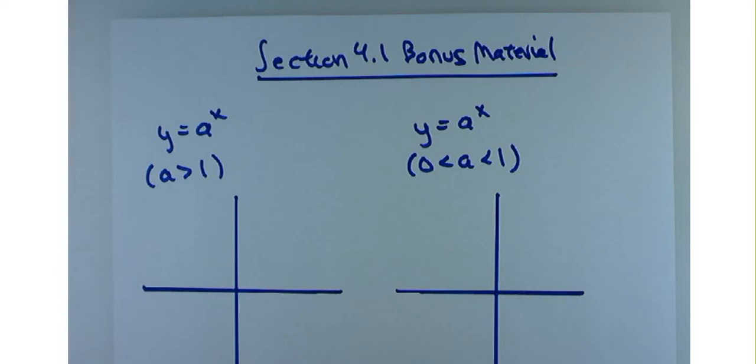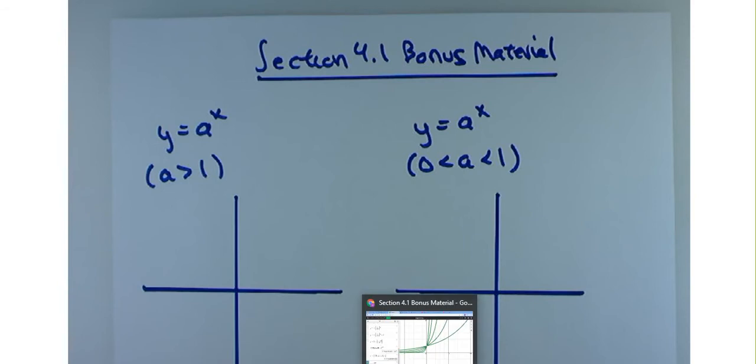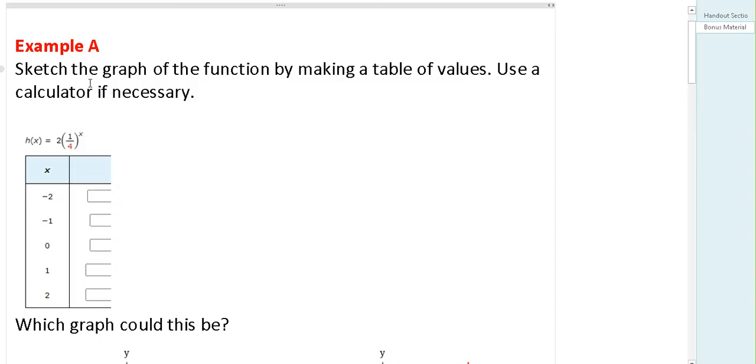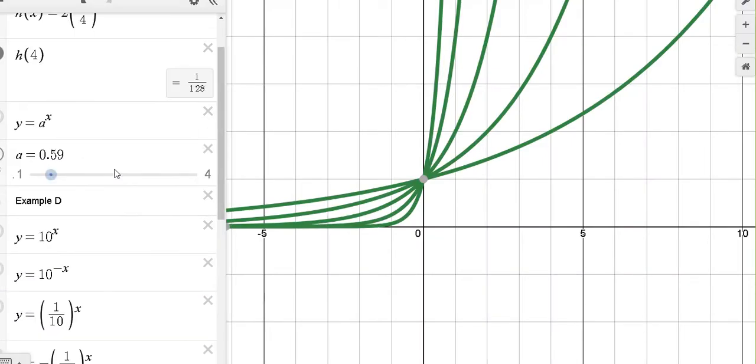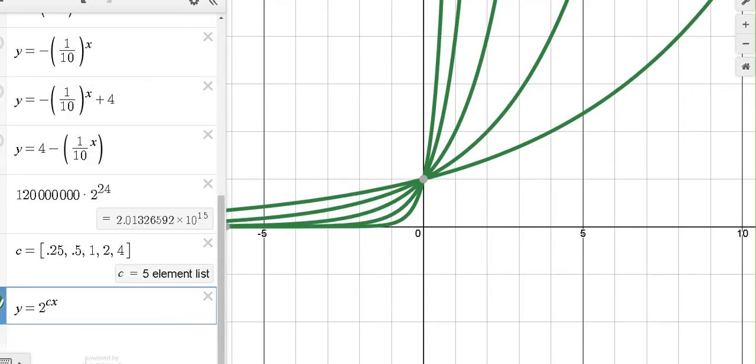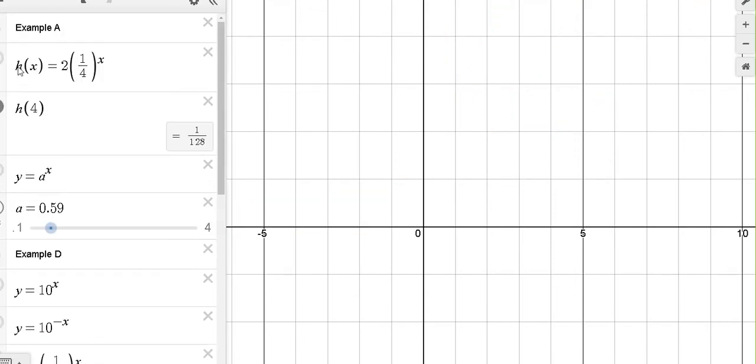So section 4.1 is going to go over exponential functions. And let me give you some reminders on some of that stuff by starting out with tables of an exponential function. Now I've typed this one into Desmos, and I actually gave it the same name that the problem did, and then it is h of x equals 2 times 1/4 to the x power. The cool thing about doing it that way is I can type in like a 2, or 3, or 4.